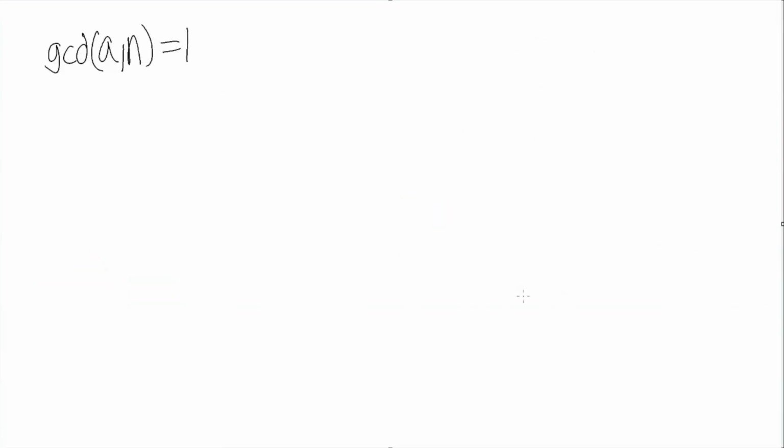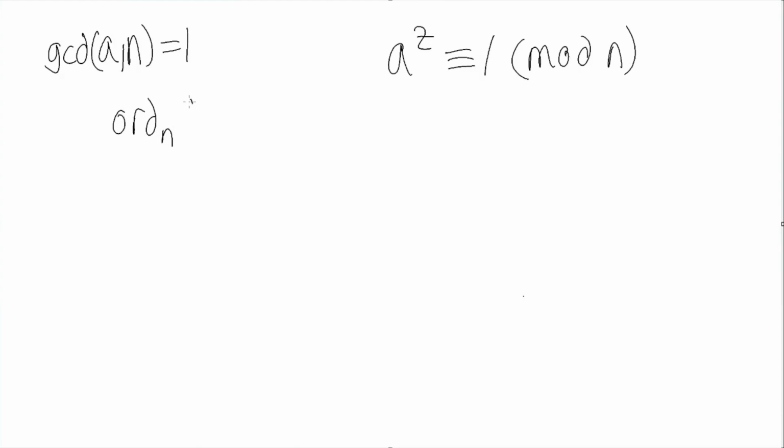So what exactly are all the values for which we get back to where we started? As it turns out, the order can uniquely classify this. Suppose that a to the power of z is equivalent to 1 mod n. Then, as it turns out, the order modulo n of a divides the number z. Take a moment to digest what this means.